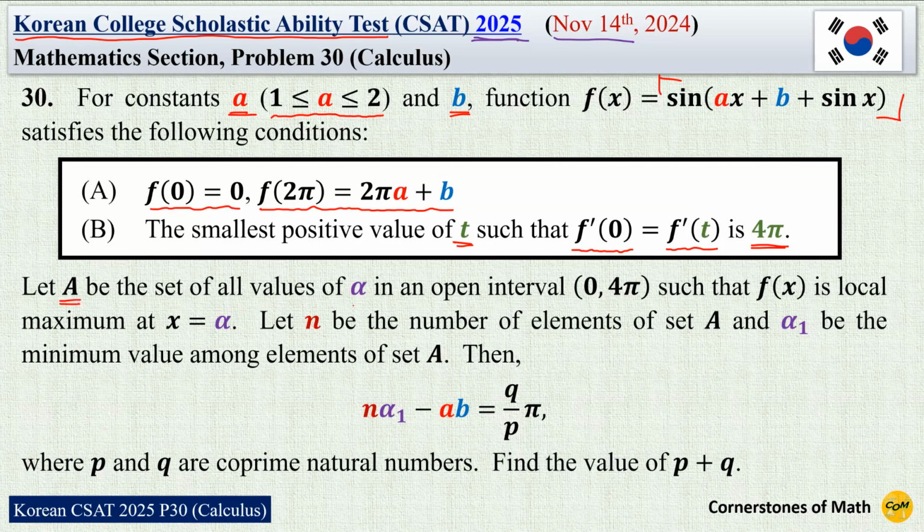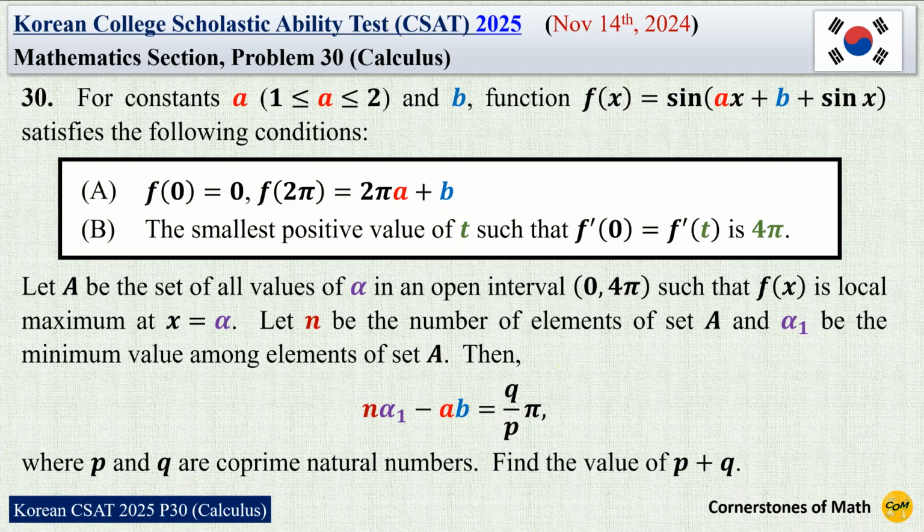Let A be the set of all values of α in the open interval from 0 to 4π such that f(x) has a local maximum at x = α. Let n be the number of elements of set A and α1 be the minimum value among elements of set A. Then n times α1 minus a times b is equal to q over p times π, where p and q are coprime natural numbers. Find the value of p + q.